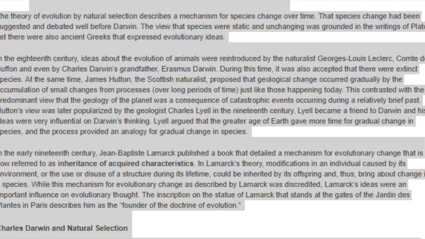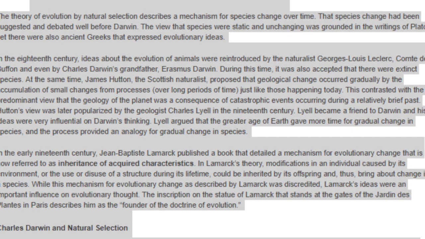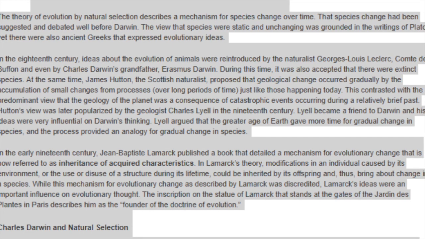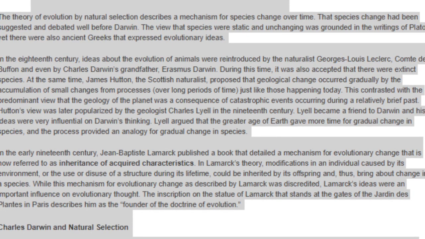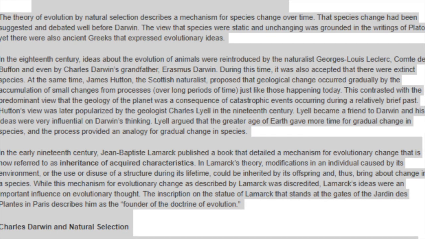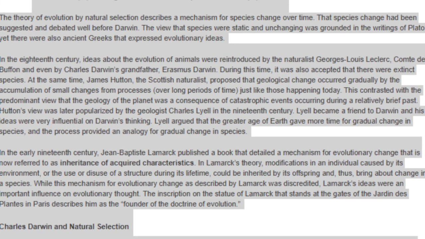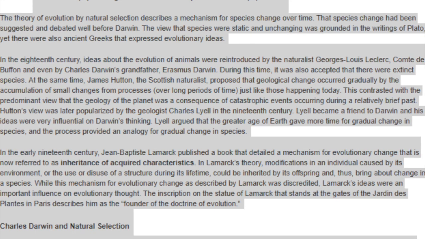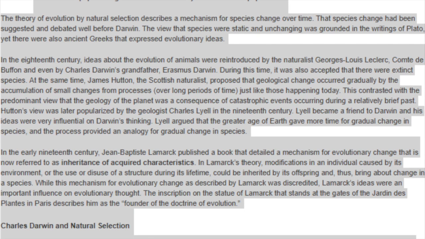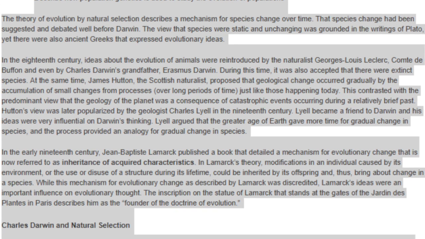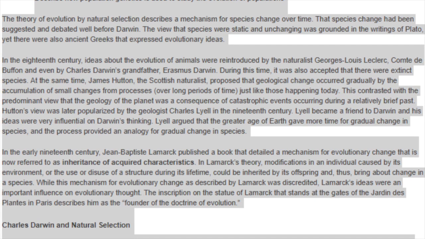Hutton's view was later popularized by the geologist Charles Lyell in the 19th century. Lyell became a friend to Darwin, and his ideas were very influential on Darwin's thinking. Lyell argued that the greater age of Earth gave more time for gradual change in species, and the process provided an analogy for gradual change in species.